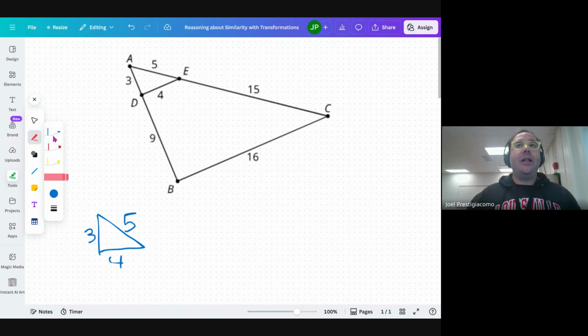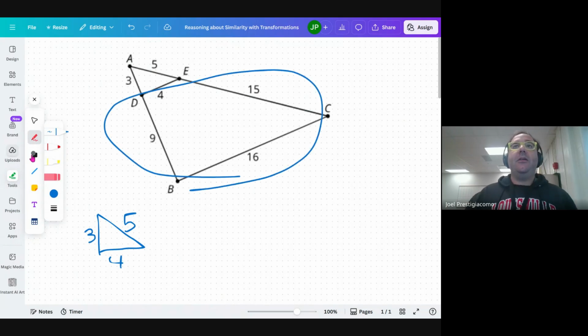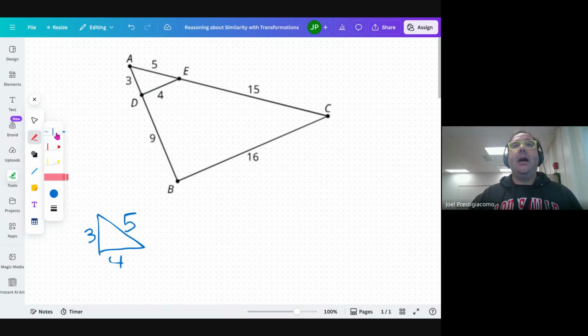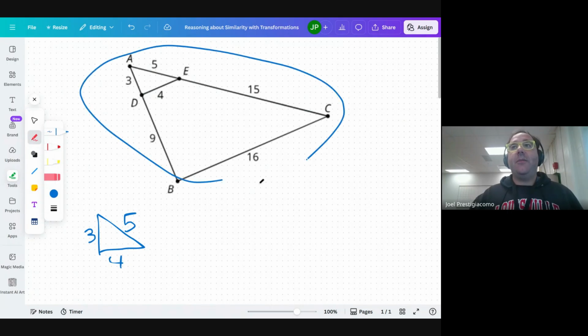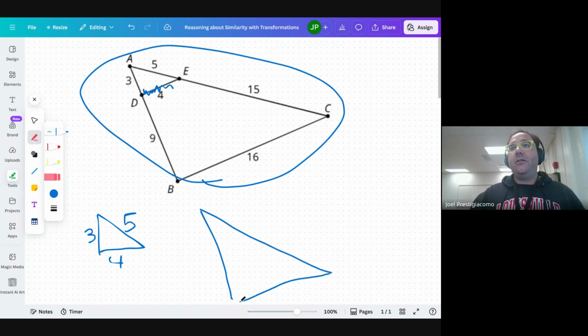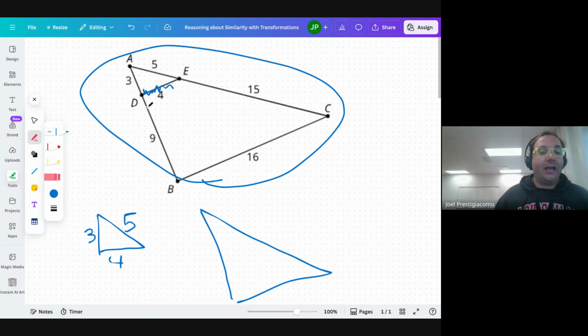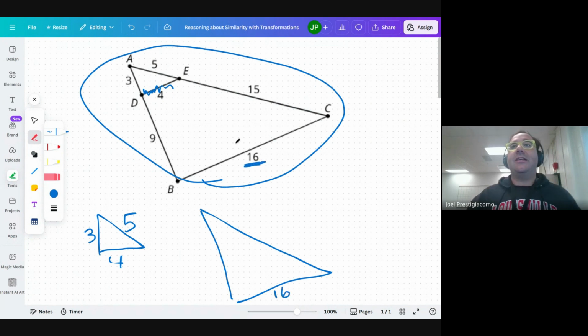But that's because we're not looking at a similar figure. This shape here is a trapezoid where really the entire shape, if we were to ignore this line, is the big triangle. So we're going to draw this out. Imagine the big triangle. The bottom is 16, we can see that the bottom is clearly 16, but the sides are not 15 and 9.